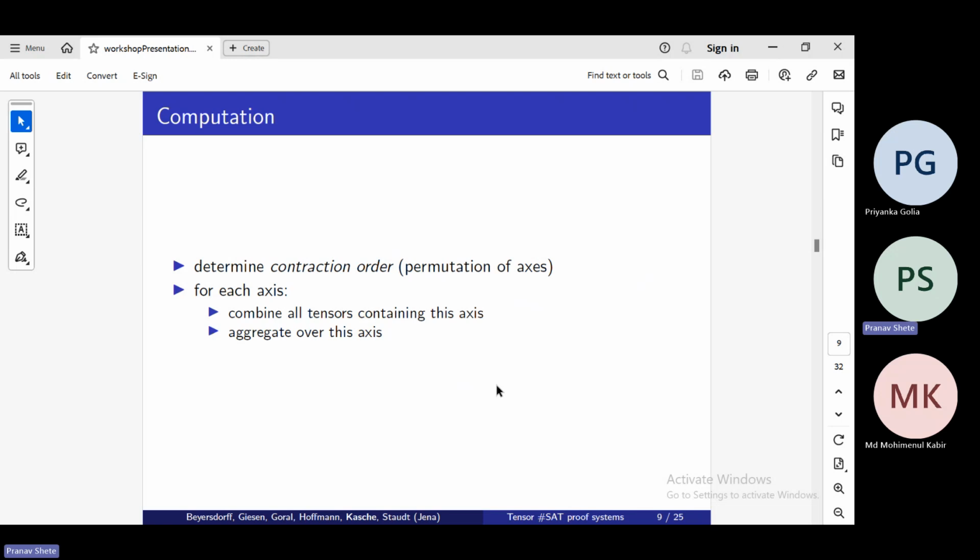And then it loops over these axes. And for each axis, it will recombine all the tensors that contain this axis. So in our example, it would be, for example, the axis x, and we combine all these tensors. And then we aggregate over these axes and remove it. And then we go to the next axis and do this for all the axes. And in the end, there will be no axis left. So we have a tensor with 0 axis, which is just a number, which is our model count.